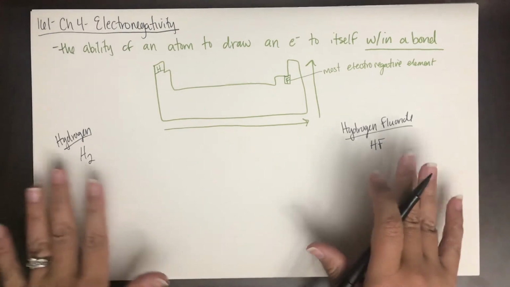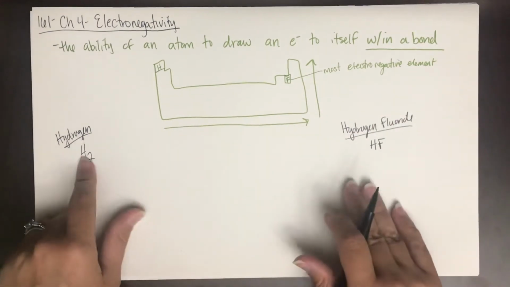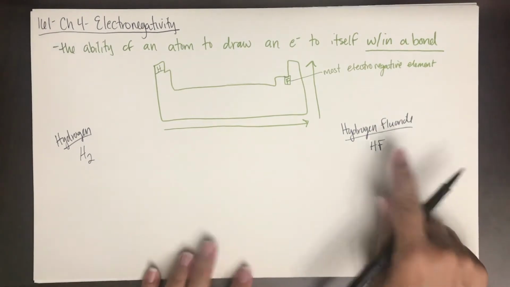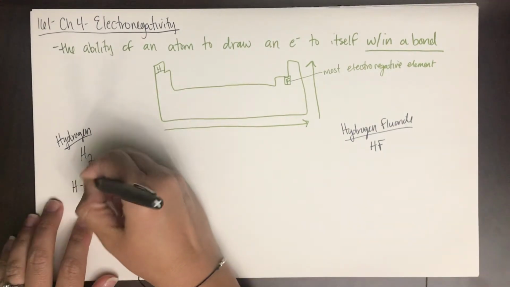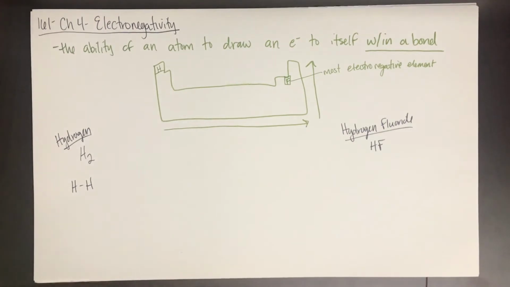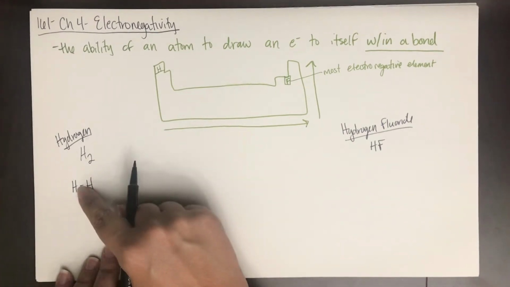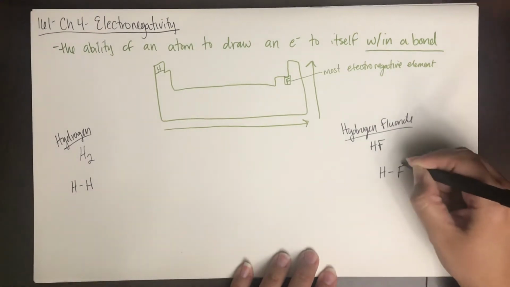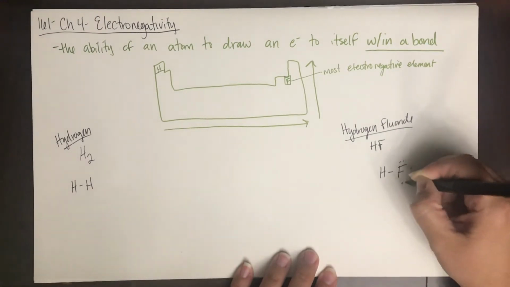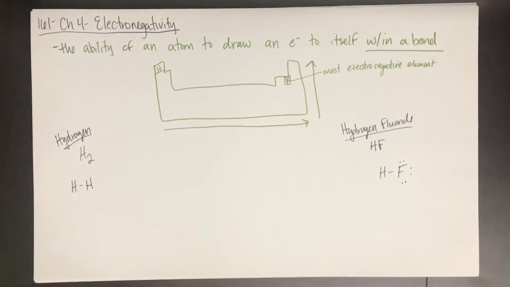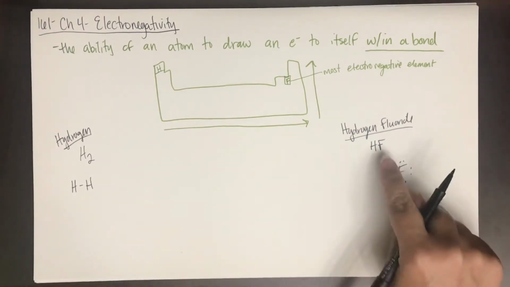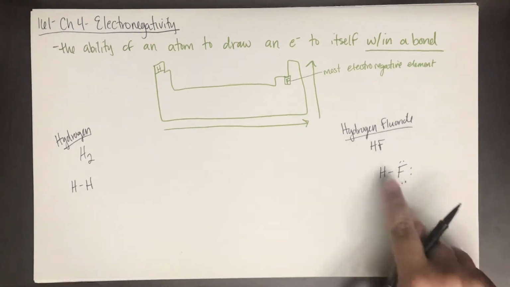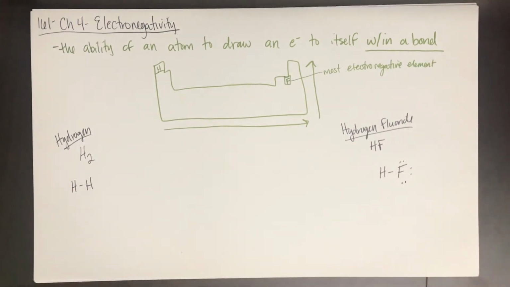These are both covalent molecules, so we're sharing the electrons. Hydrogen is sharing the electrons with hydrogen, and hydrogen is sharing the electrons with fluorine. Let's draw both of these. This would be the Lewis structure for hydrogen, because there are 2 electrons that I'm sharing. And this would be the Lewis structure for hydrogen fluoride. I have 8 electrons, 7 from the fluorine, 1 from the hydrogen: 2, 4, 6, 8. Everybody's happy, 2 for the hydrogen, 8 for the fluorine.